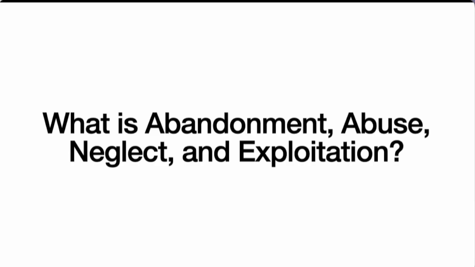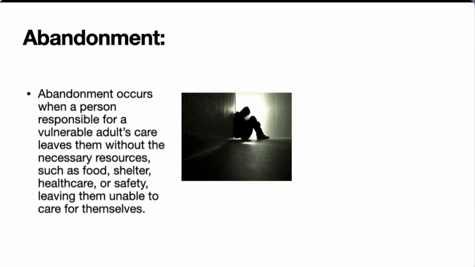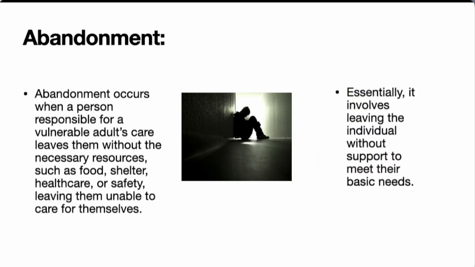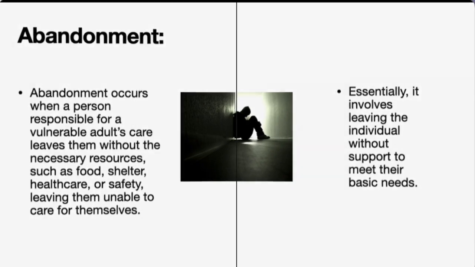What is abandonment, abuse, neglect, and exploitation? Abandonment. Abandonment occurs when a person responsible for a vulnerable adult's care leaves them without the necessary resources, such as food, shelter, health care, or safety, leaving them unable to care for themselves. Essentially, it involves leaving the individual without support to meet their basic needs.